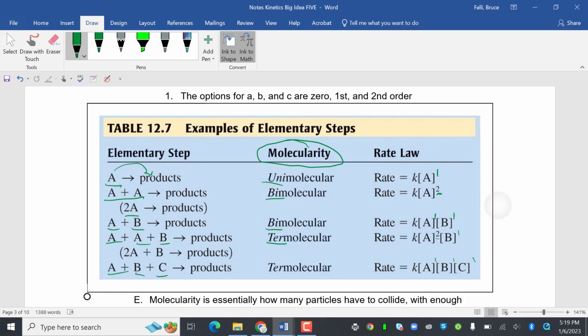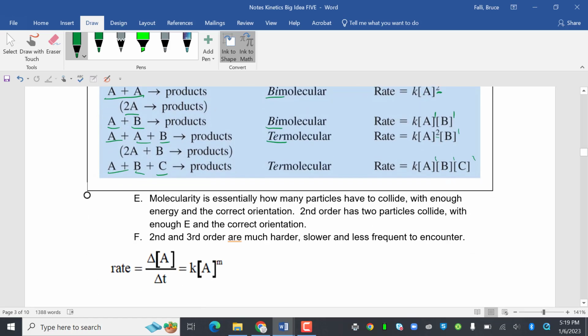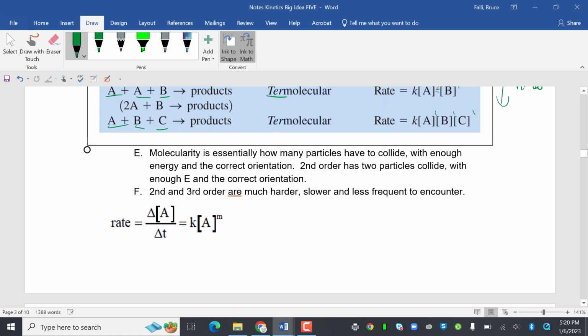Okay? Molecularity is essentially how many particles have to collide with enough energy in the correct orientation. Second order has 2 particles collide with each other with enough energy in the correct orientation. So as you go down, it gets harder. Second and third order are much harder, much slower, and much less frequent to encounter.